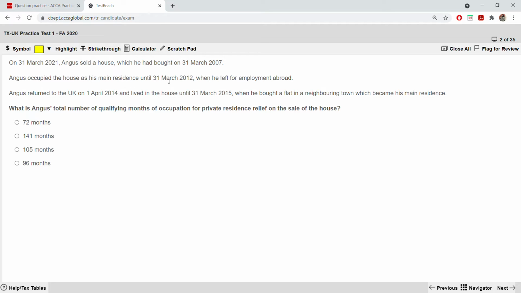So 72 plus 24, plus the last 9 months of ownership. Here, when he bought a flat which became his main residence, you will be getting the last 9 months of ownership. So 72 plus 24 plus 9, 105. Okay. It is 105 months.